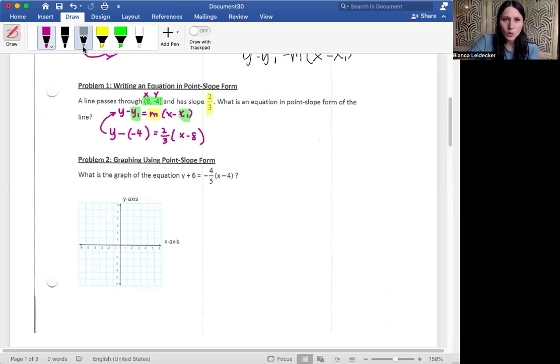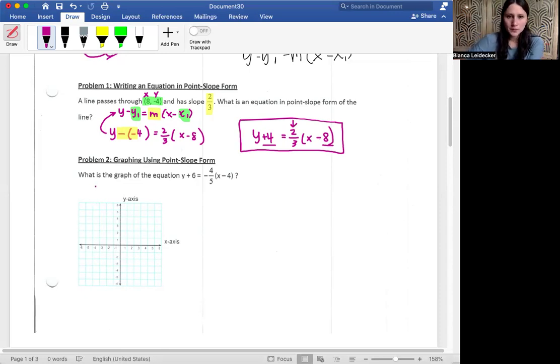Now, we don't want to have a negative minus a negative, right? This right here, we can combine that. So a better way to rewrite that is by adding the opposite, making it y plus 4 equals 2/3 times x minus 8. And this would be your equation in point-slope form. You've got your point, and then you've got your slope.